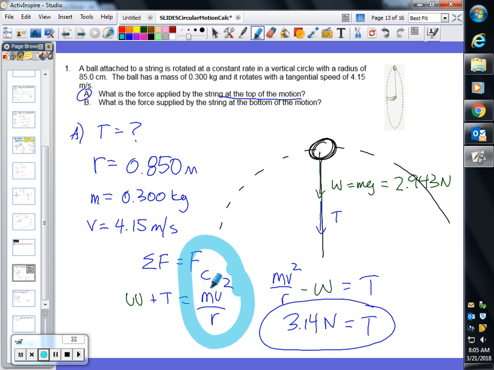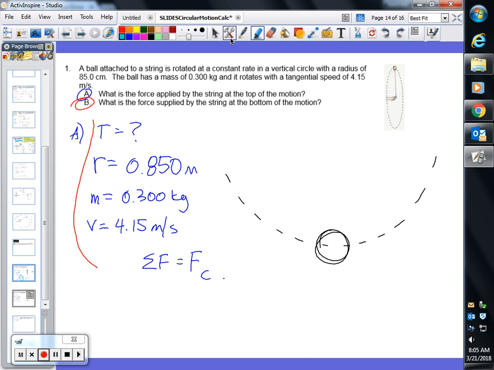In this case, we know that the string is also pulling. Tension always points towards the middle. So we have 2 forces that are pointing towards the middle. Together, they have to equal the centripetal force. We know the weight force because it's always just m times g. We can then rearrange that equation to figure out what the tension force is. Good there? Okay.